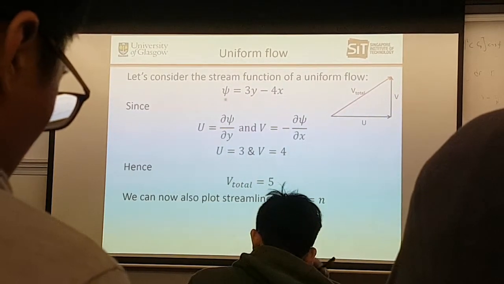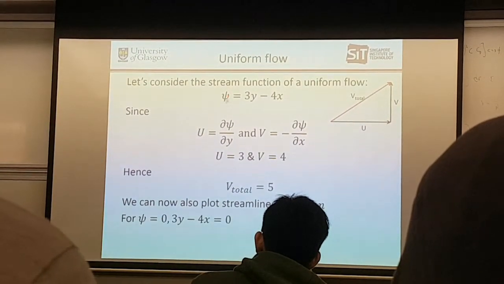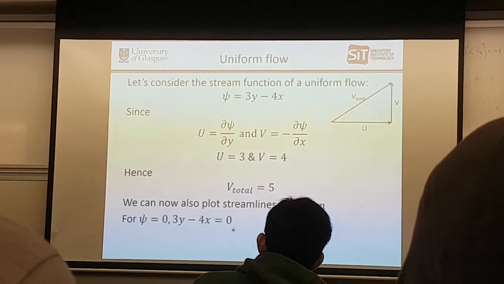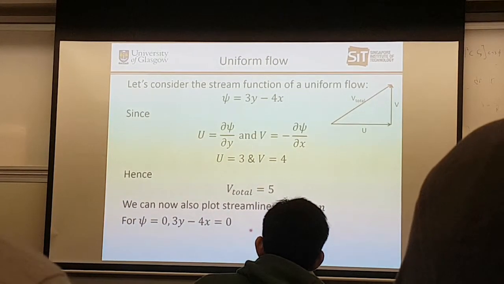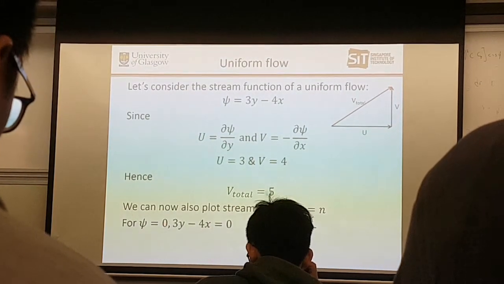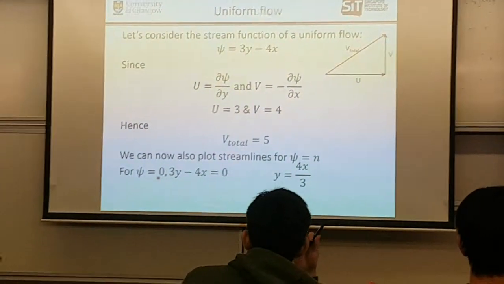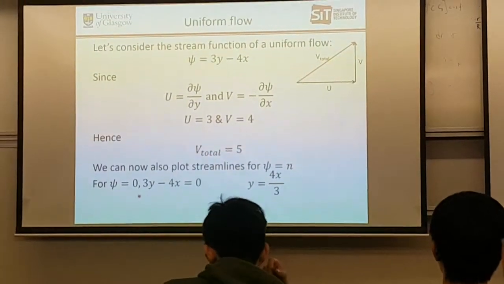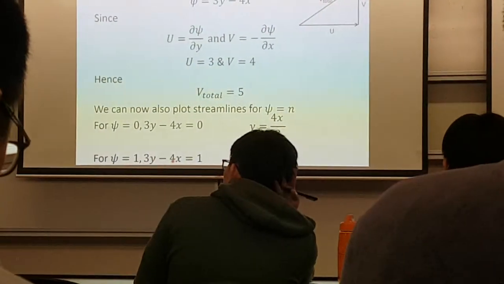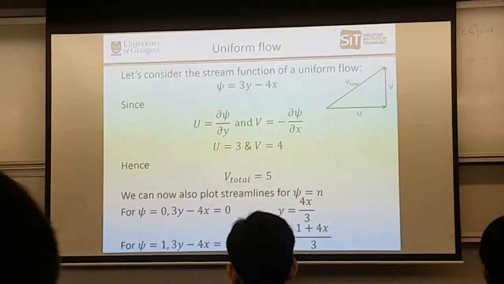So let's say I put the stream function equal to 0. Then I have 3y minus 4x equals 0. That means I can do one more step to get y as a function of x. This is just pure math. I'm trying to draw the graph for you now using this equation. If you can just follow me, the stream function can be any value. So I start from 0. Now I can try equals 1 also. If I try 1, I have 3y minus 4x equals 1, so I have a new equation: y equals 1 plus 4x over 3.